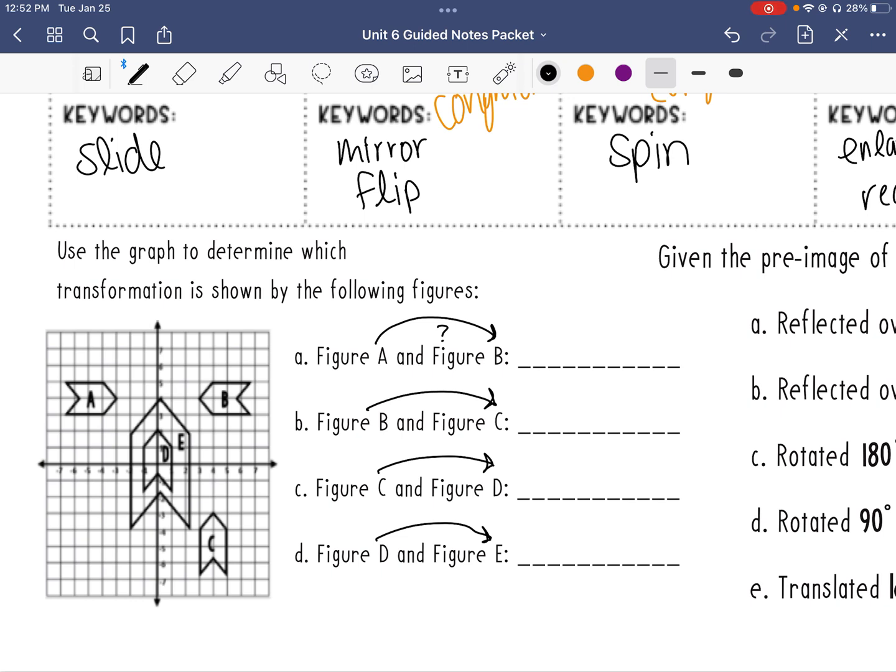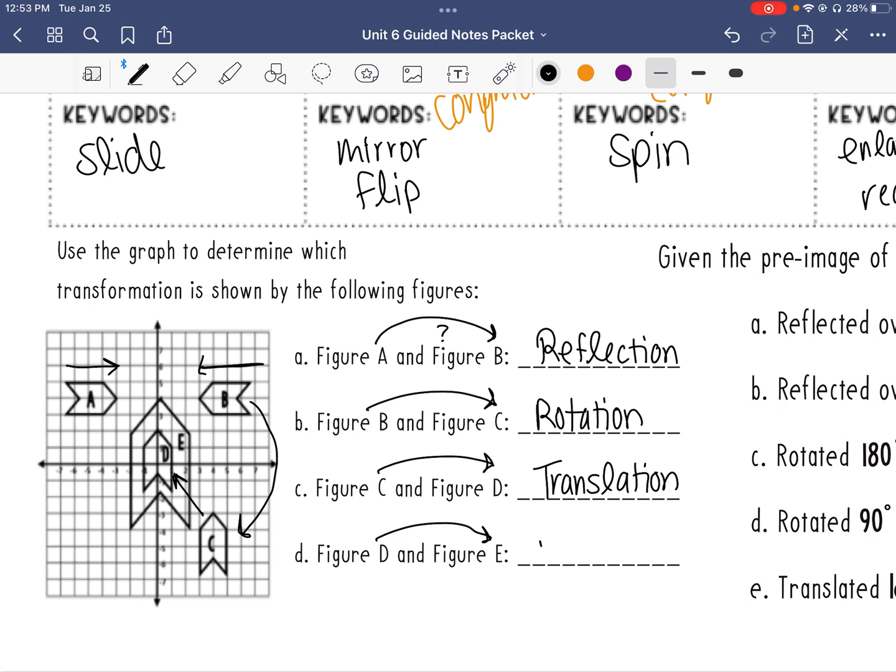Okay, hopefully you were able to get that. From figure A to B is a reflection. Hopefully you noticed how A is pointing this way and now B is pointing the opposite way after it's been reflected. B to C is a rotation. Okay, it rotated down here, flipped up now. From C to D is a translation, it just moves over. Okay. And figure D to E is a dilation, it gets bigger.